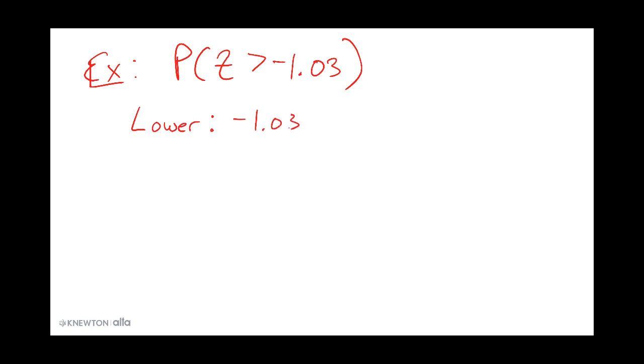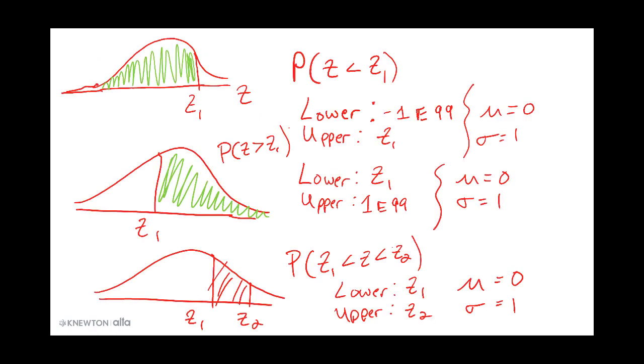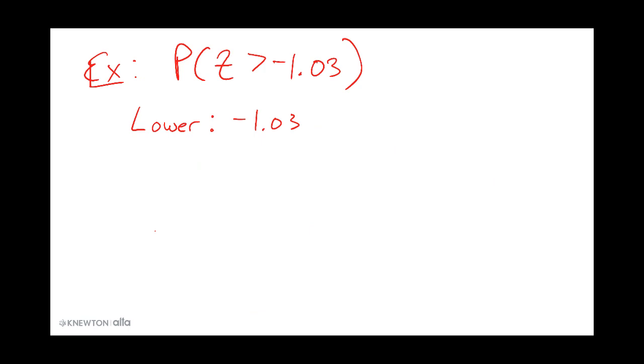If you don't quite understand why that's a lower bound, rewind just a few seconds and remember the case where we talked about the area to the right, the greater than. That means that the lower bound was the specified z-score. So here our lower bound is negative 1.03. Our upper bound will be a positive infinity. For us, it'll be a positive 1E99. The mean is 0 because it's the z distribution, and the standard deviation is 1. Now we have to find that probability. So how do we do that? We're going to go to our calculator. See if I can load mine up real quick.